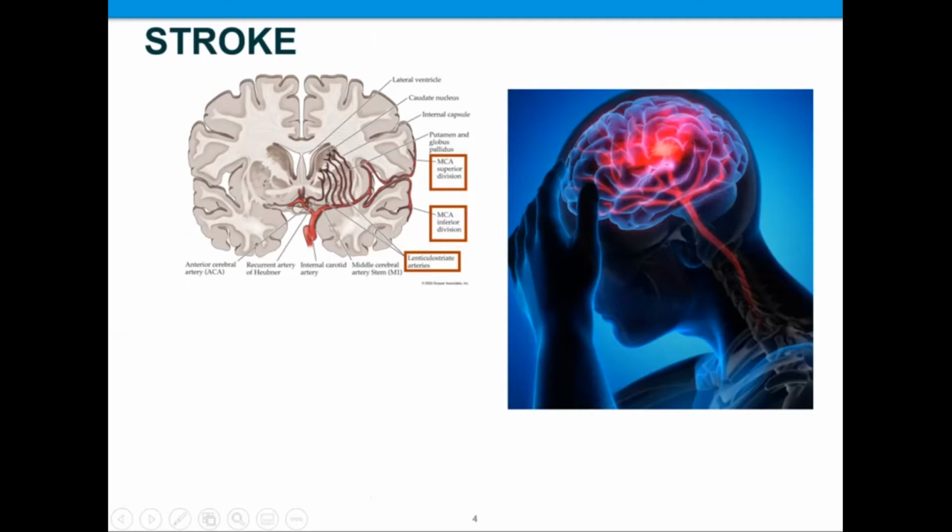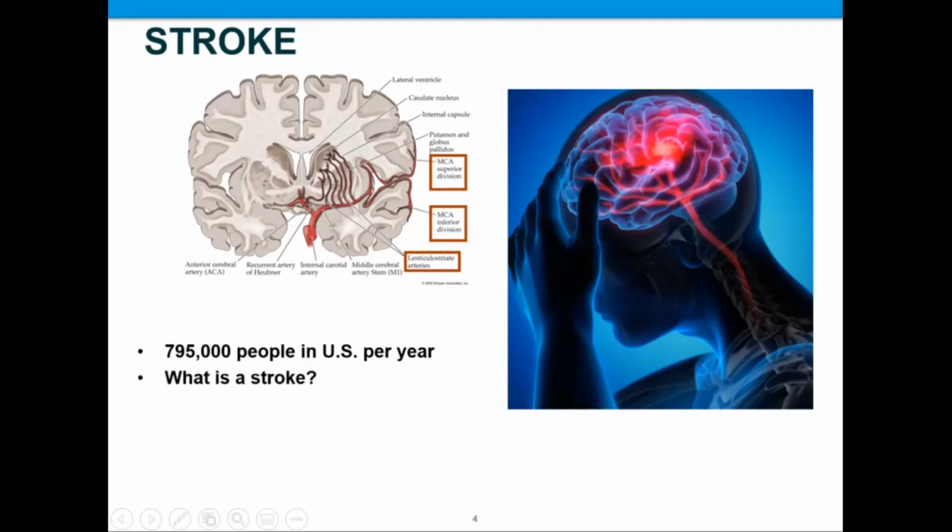According to the Centers for Disease Control, approximately 795,000 people in the U.S. have a stroke each year, yet many people are unfamiliar with the words used to describe stroke. Let's decode some of the most common terms now. Let's start with the word stroke.